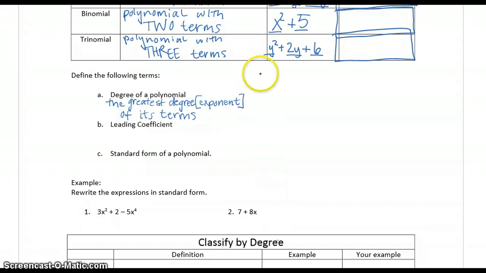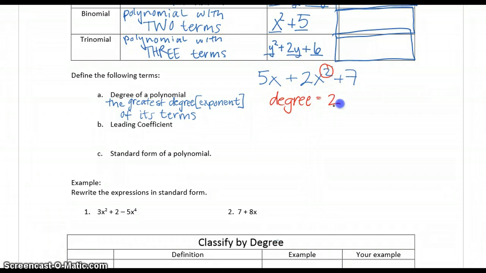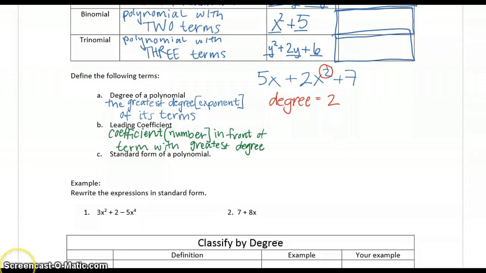So if we have the polynomial 5x plus 2x squared plus 7, the highest degree or the highest exponent here is 2, so the degree of this polynomial is 2. The leading coefficient is the coefficient or number that is in front of the term that has the greatest degree. So in our example, the greatest degree was 2, and we have a 2 in front of x squared, so the leading coefficient equals 2.